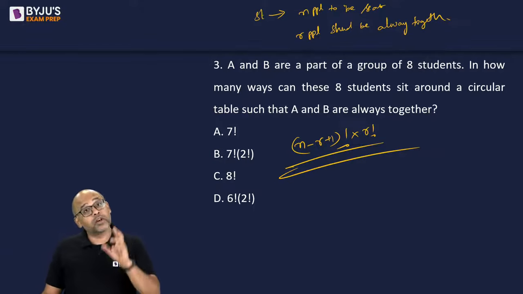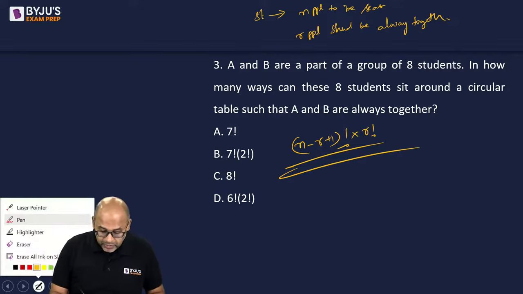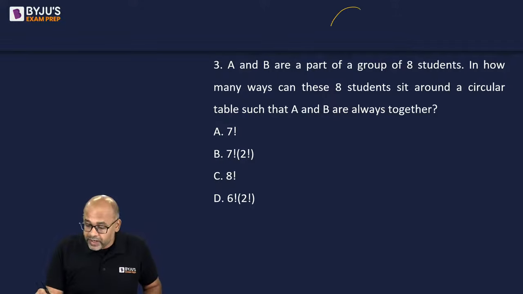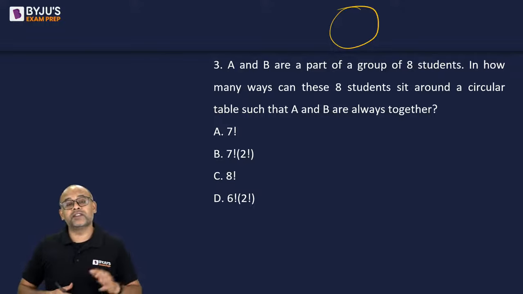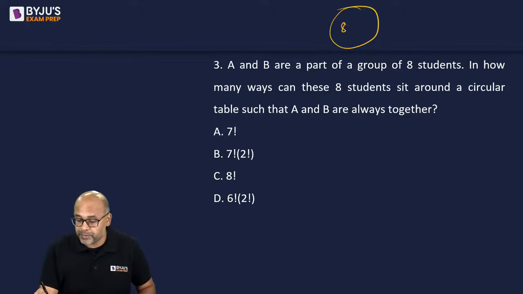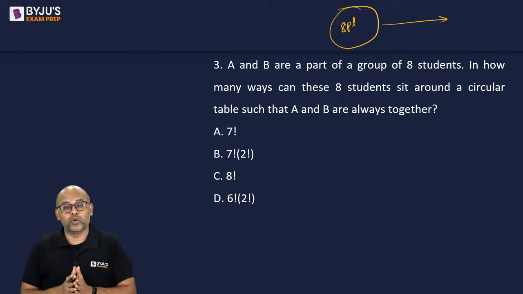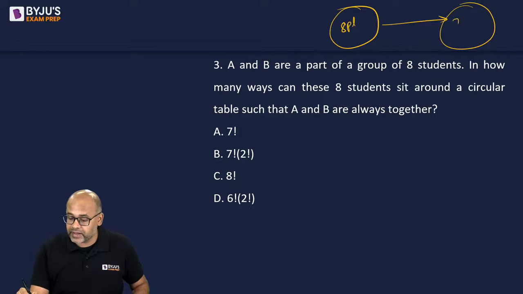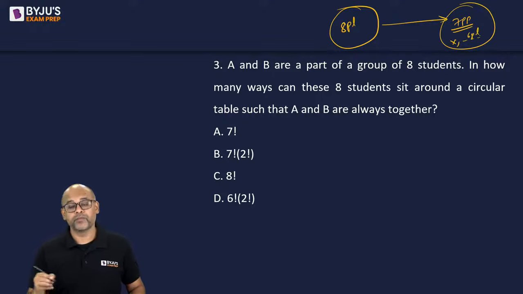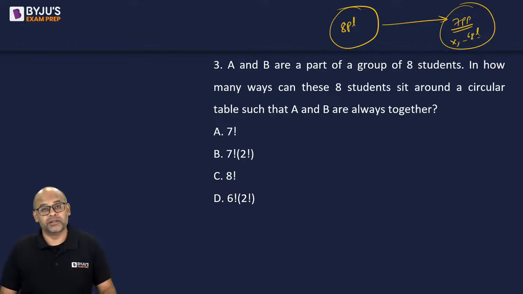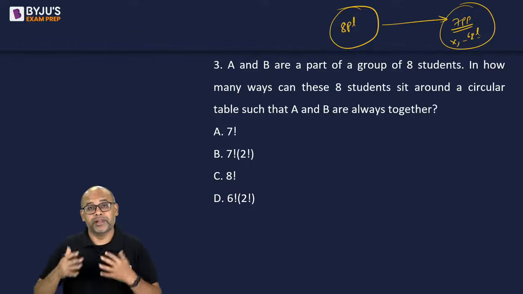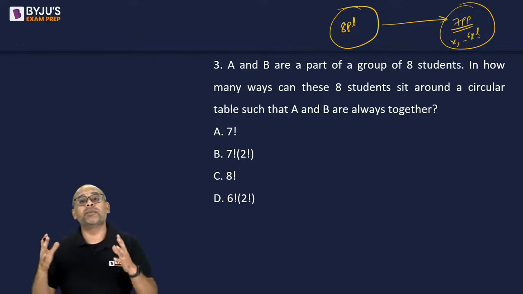Now what happens in a circle? The concept remains the same. In a circle, the concept also remains the same. So if there are 8 people in a circle, first let me form from 8 people, I will join A and B into one group and I'll create a new problem where there are 7 people. Who are the 7 people? X and other 6 people. That's total 7 people.